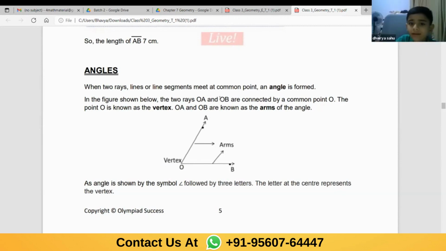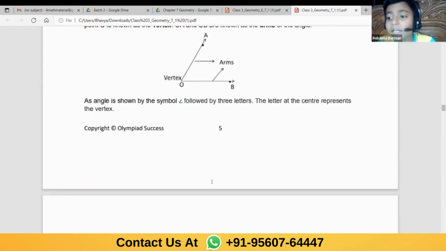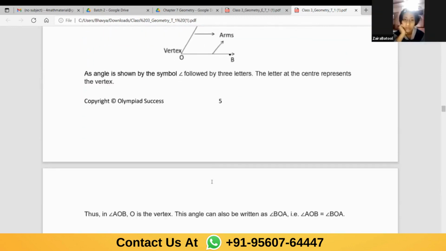Yes, ma'am. Correct. The vertex always comes in the center, right? Because the vertex is the common point between both. So, ma'am, we can't arrange it like ABO, it is wrong? Yes, the vertex has to be in the center. That is one of the rules, and the reason is that it is the common point. If you say ABO, that is wrong. ABO means B is the center point.